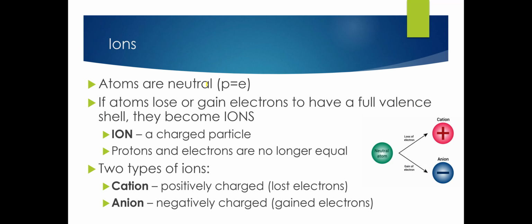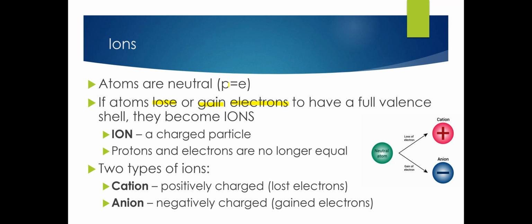Remember that atoms are neutral. The amount of protons is equal to the amount of electrons. But in order to fulfill that valence number, sometimes they will either lose or gain electrons. Now, keep in mind, protons aren't going anywhere. Protons don't change. But electrons could be lost or gained between atoms. If an atom which was neutral gained electrons, it now has more negatively charged particles. Or if an atom that was neutral lost electrons, it now has more positively charged particles.